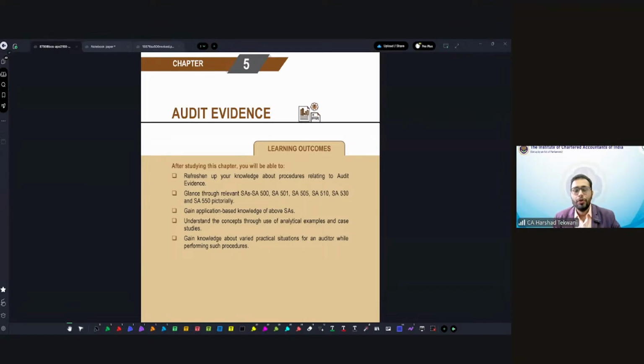Once you gather all such evidences based on the procedures that you perform, then only you can say that now I have sufficient and appropriate audit evidence. Are you getting the point? So in chapter number 5, and from chapter 6 and 7, we will see how audit evidence is gathered and how that will be used in reporting also. So let's start the chapter.